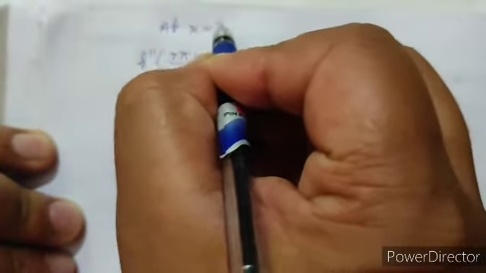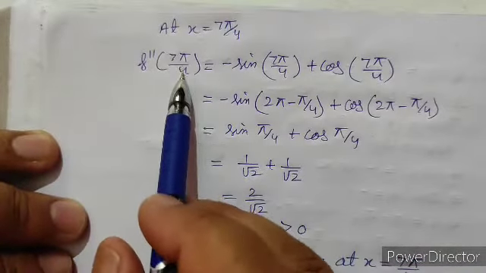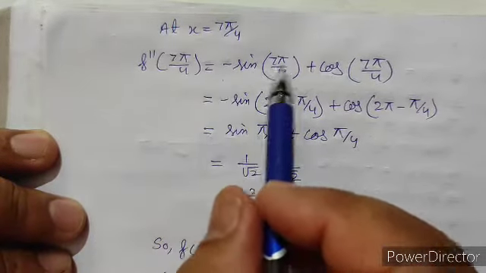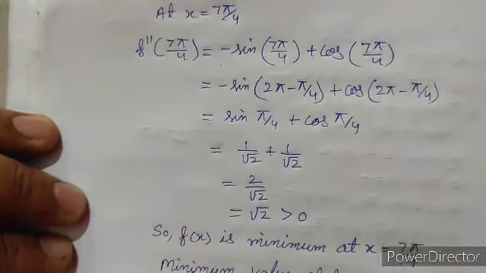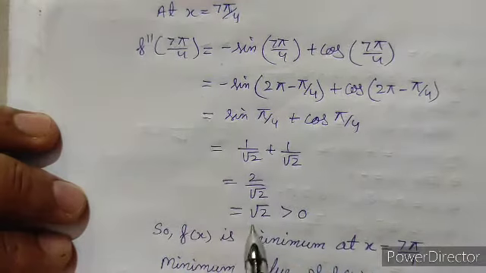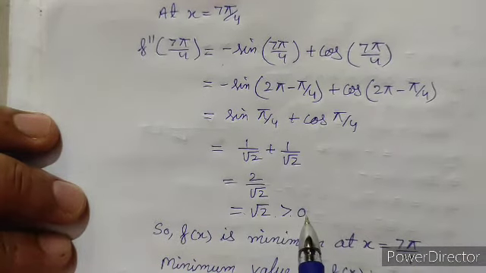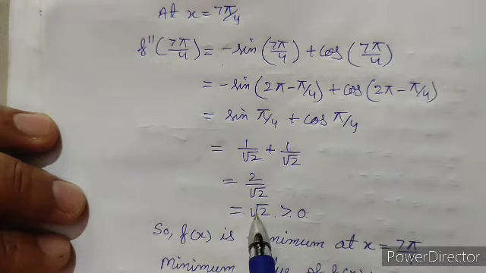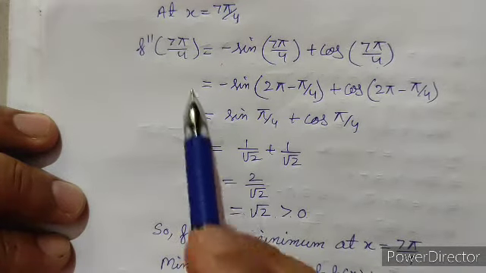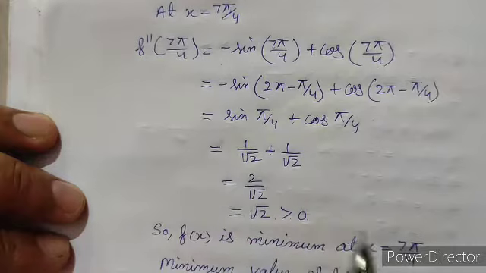Now at x equal to 7π/4, f''(7π/4) will be equal to minus sin 7π/4 plus cos 7π/4. And on solving this, we are getting its value as root 2, which is greater than 0. That means that f(x) is minimum at x equal to 7π/4.